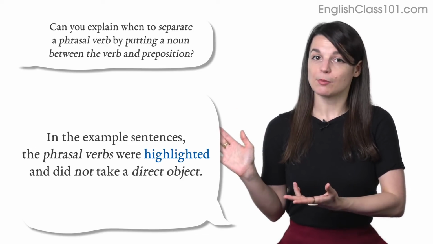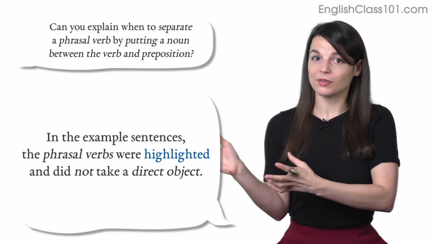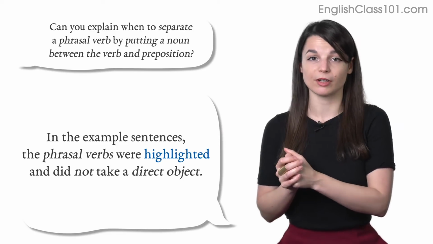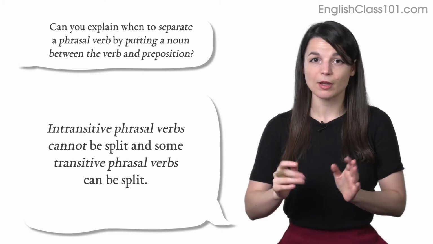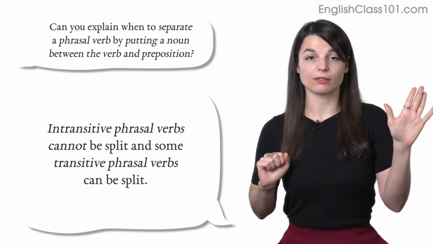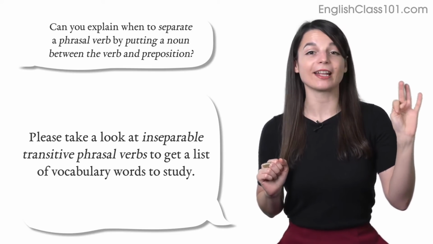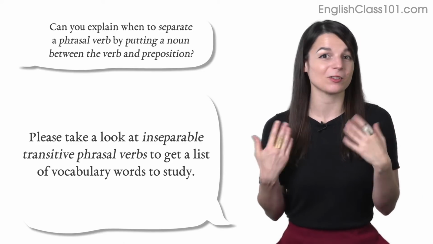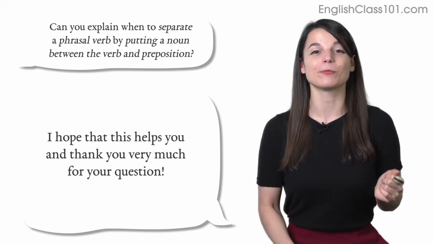So in each of these example sentences, the phrasal verb is in bold. In each of these examples as well, the phrasal verb does not take a direct object. That means that we cannot split the phrasal verb. So again, these are called intransitive phrasal verbs. In sum, intransitive phrasal verbs cannot be split. Some transitive phrasal verbs can be split. Please take a look at inseparable transitive phrasal verbs to get a list of vocabulary words that you can study so that you can remember which ones need to stay together. So I hope that this helps you. Thanks very much for the question.